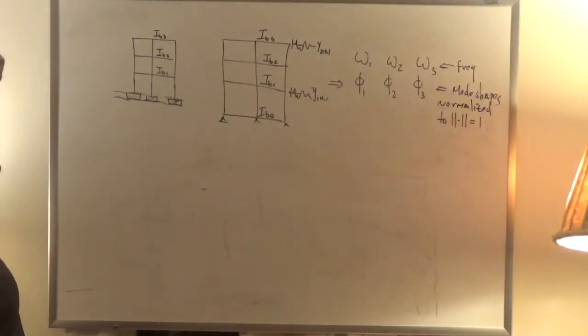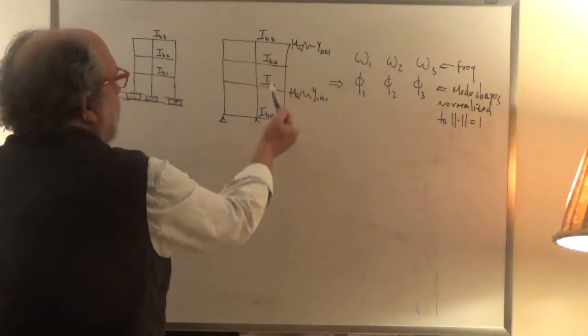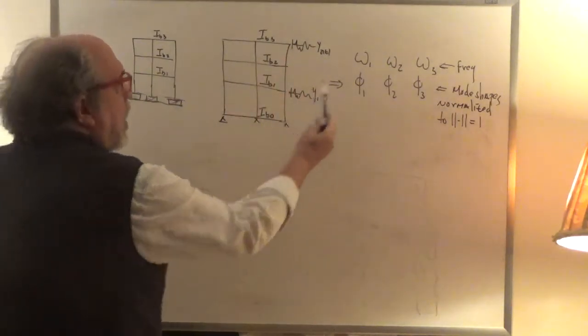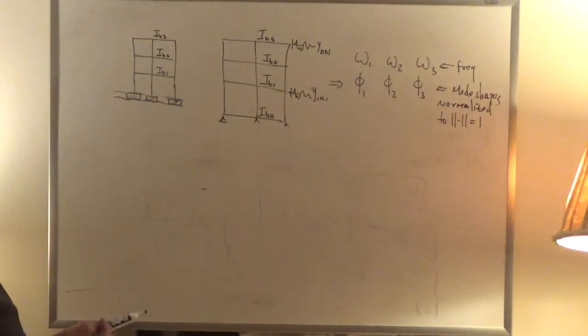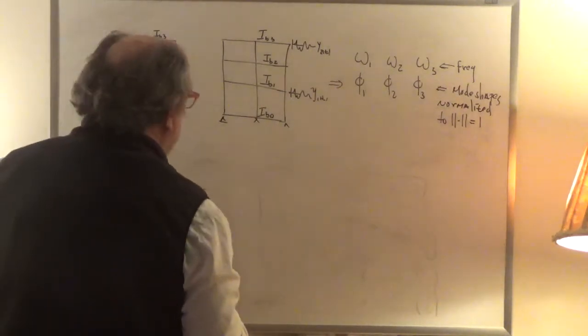So, we now are about to do our model updating. I recognize that I have 4 things that I want to update: 1, 2, 3, 4, right? But I only have 3 frequencies. So, I'm going to have to use something else. And in this case, I'm going to use the mode shapes.